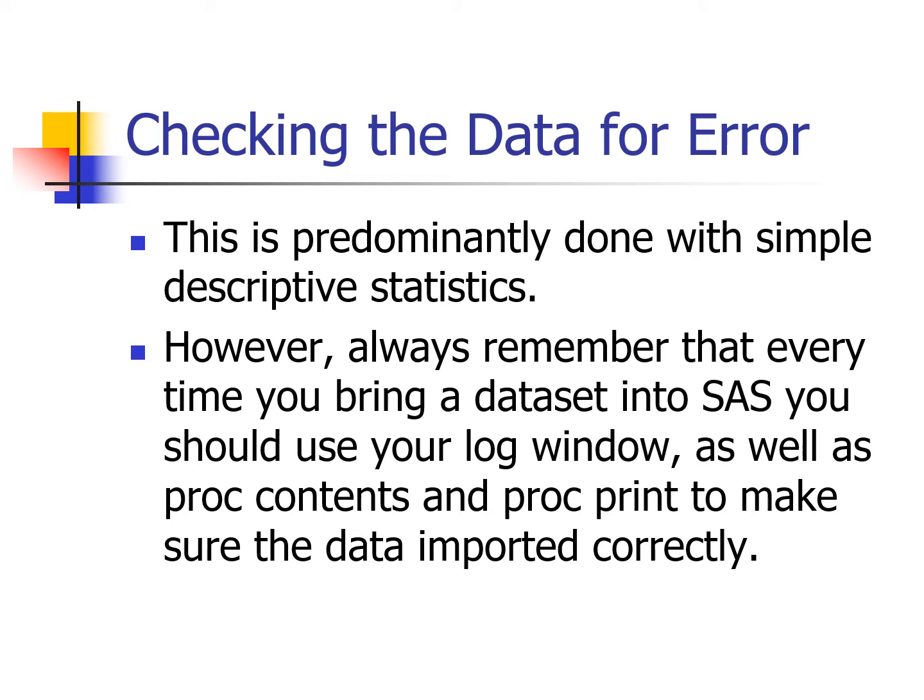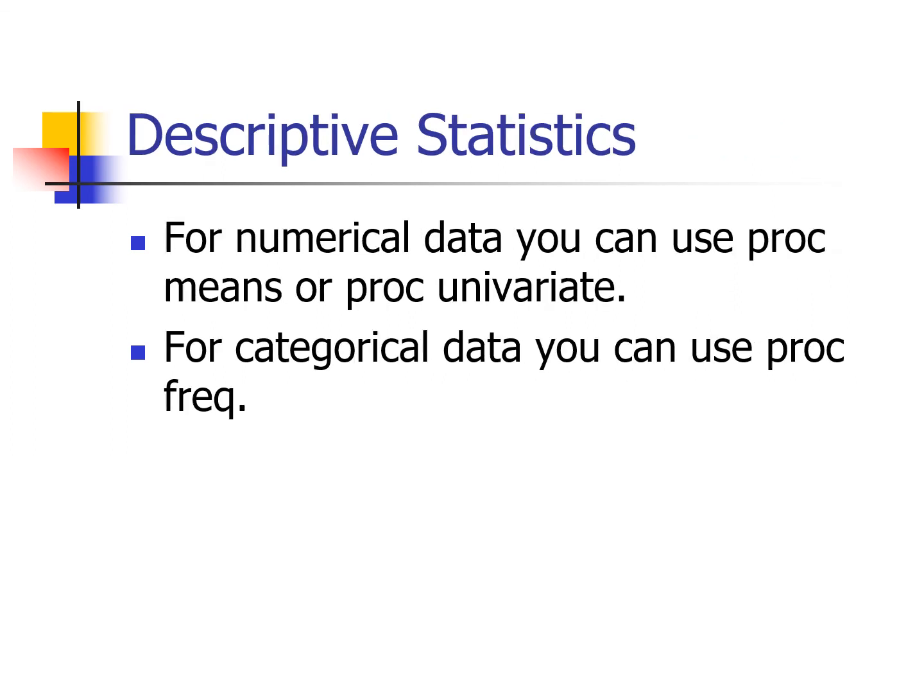We could even run a proc print. If it's a large data set, we could proc print just a small portion of it. All of these things make sure the data was actually imported correctly. And it also helps us get more comfortable with that data set. So how do we generate descriptive statistics? Again, we did this in 511, but just a quick review. For numerical data, we can use proc means or proc univariate. For categorical data, we would typically use proc freq.